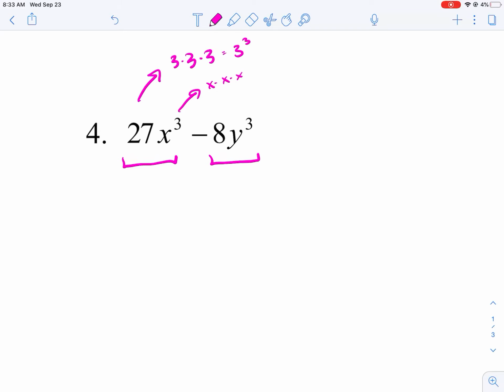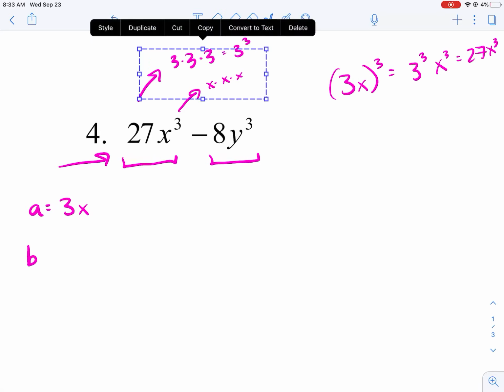Actually, our a value here, for this one right here, is going to be 3x. If you think about it, 3x cubed will give you 3 cubed times x cubed, which is 27x cubed. So we're good there. Our a value is 3x. Our b value, let's take a look.